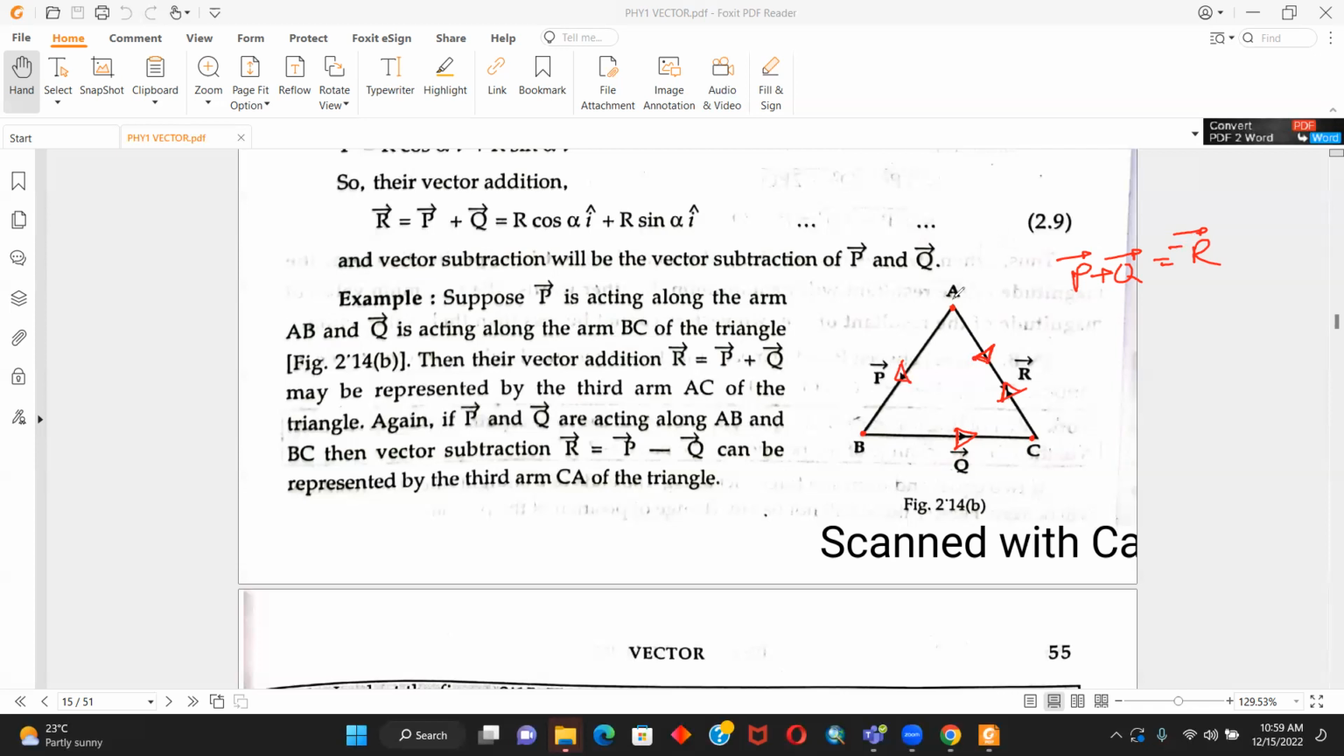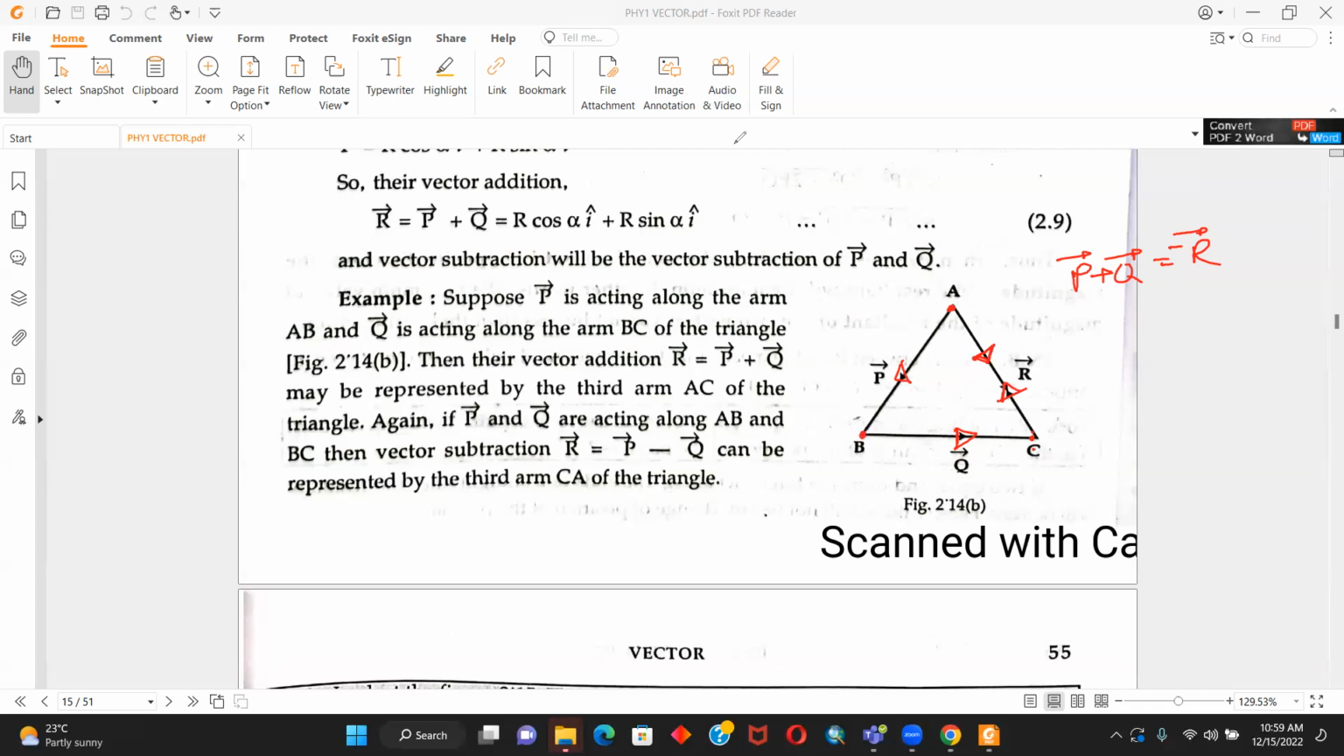So what is the law? The law is you have to start from one point. You are starting from one point, it's correct. And wherever it ends, you have to start from that point again. Then the vector connecting the first vector's first point and the second vector's second point will be our resultant. So be careful about that. These things would be needed.